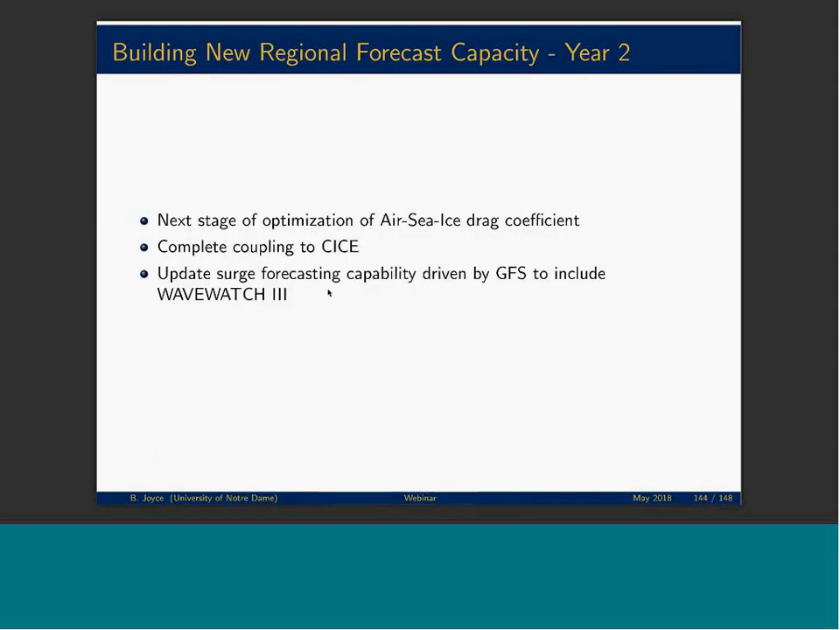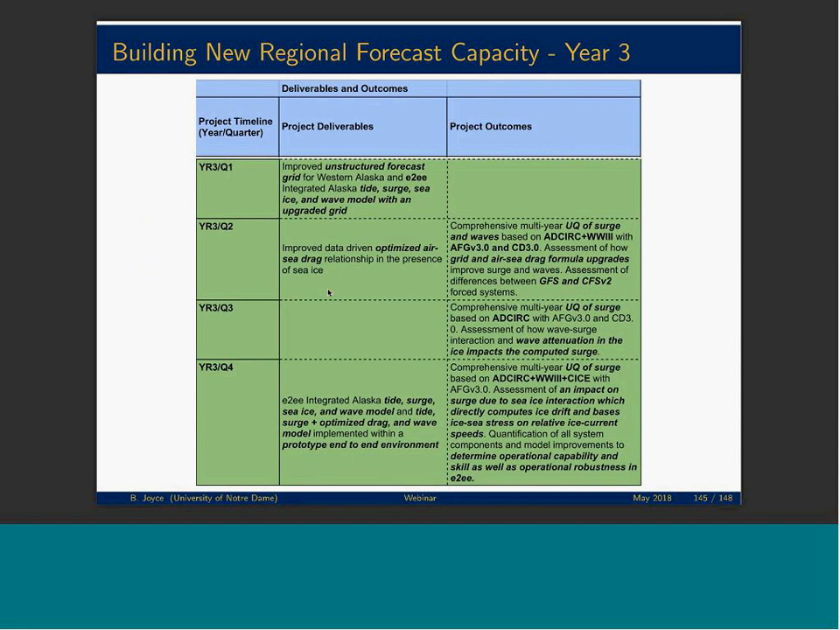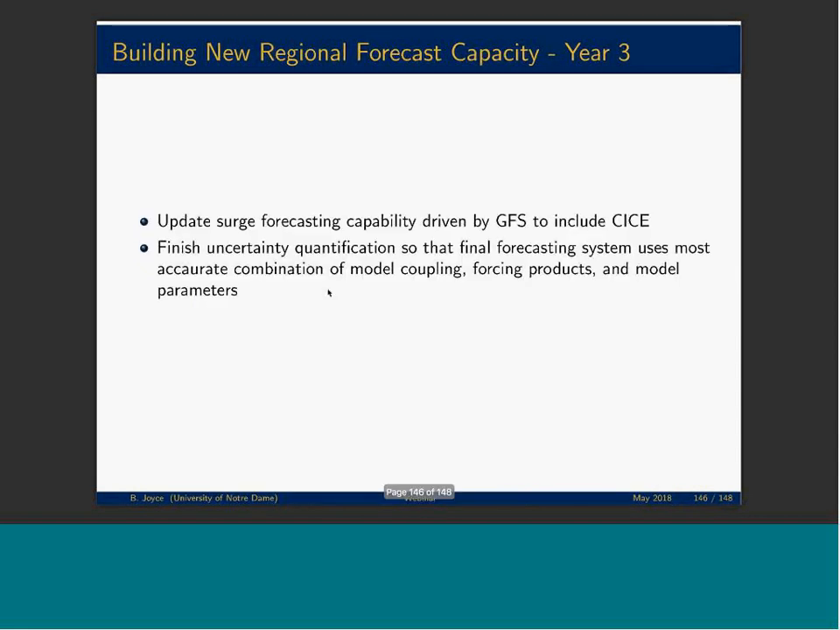We hope that continuing that air-sea ice coefficient, complete coupling to sea ice, and then WaveWatch 3 into our forecasting system. Then year 3, we hope to fully update the forecasting capability to include ice, and then finish the uncertainty quantification.